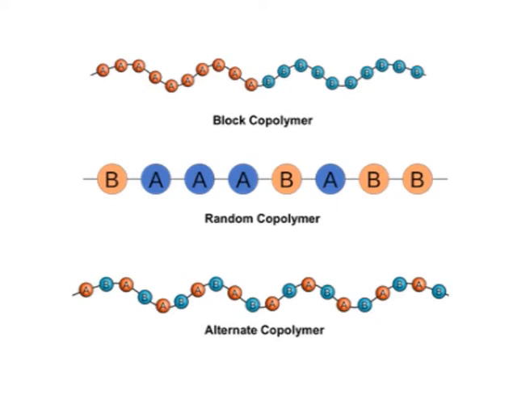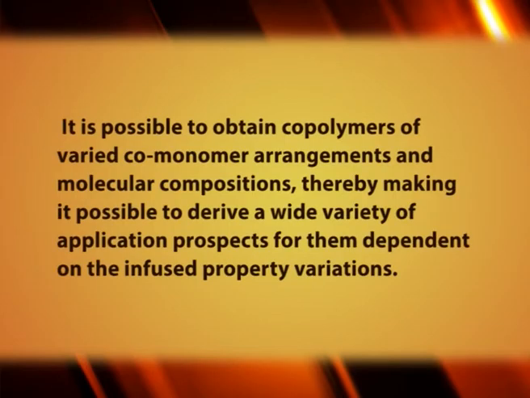Copolymers of different properties or property ranges are readily produced by copolymerization of selected monomer pairs, or even of more than two kinds of monomers together, by variation of their molar proportions. It is possible to obtain copolymers of varied comonomer arrangements and molecular compositions, thereby making it possible to derive a wide variety of application prospects for them, depending on the resulting property variations.